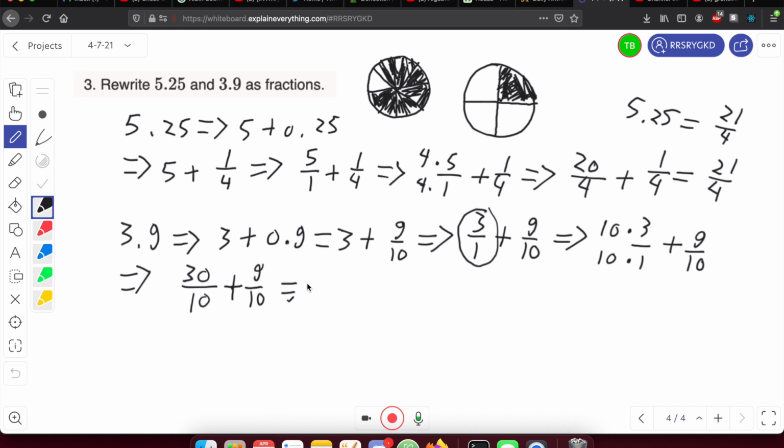Now when we're adding these two fractions, we add across the top because we have the same denominator, so this gives us 39 over 10, which is in the lowest terms possible. Therefore, 3.9 can also be represented as 39 over 10.